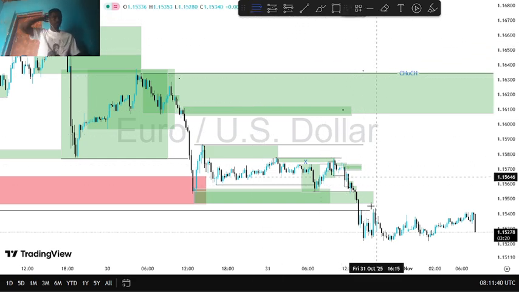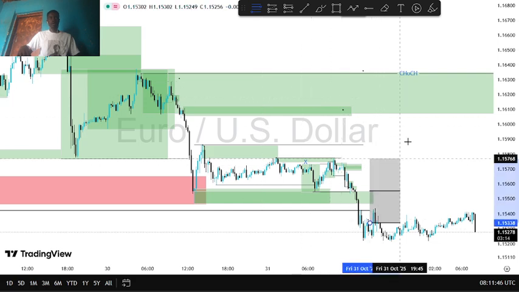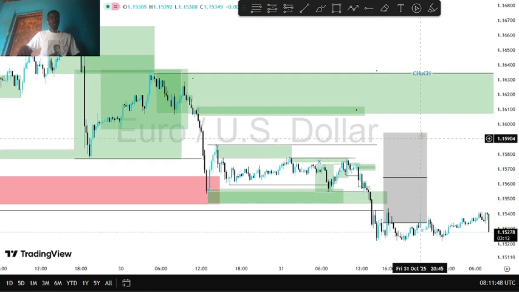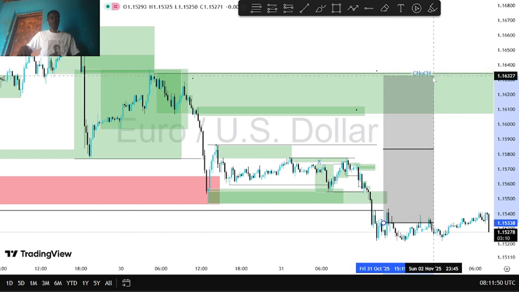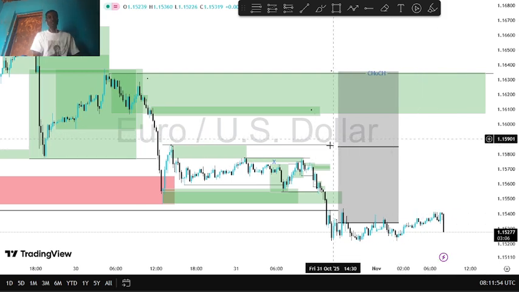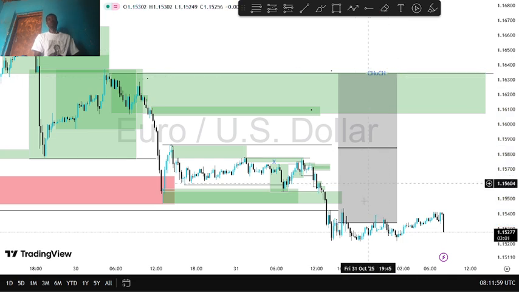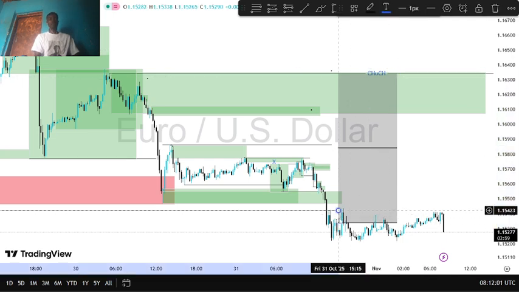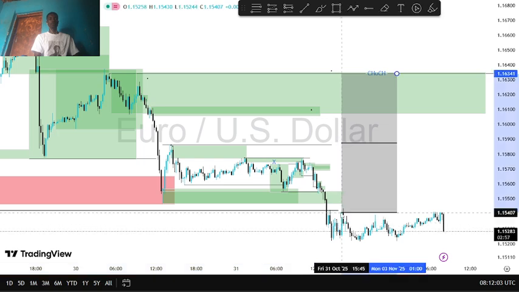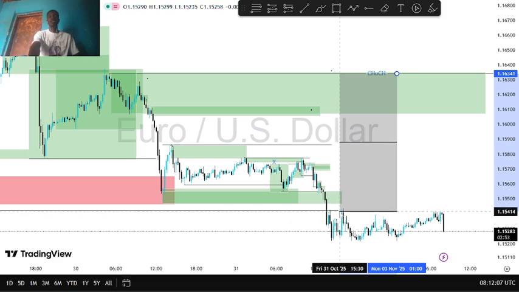And when I did this one as well, the premium and discount pricing, you can see that we were expecting price to at least come into the equilibrium, come into EQ for better pricing, right? So this is the thesis or the trade idea.